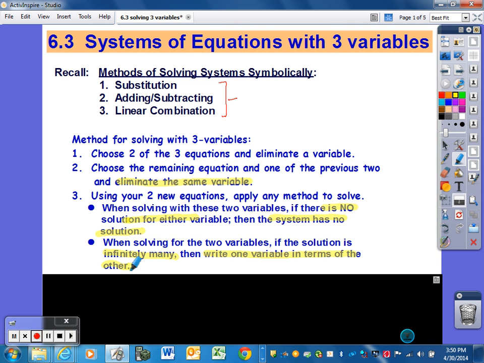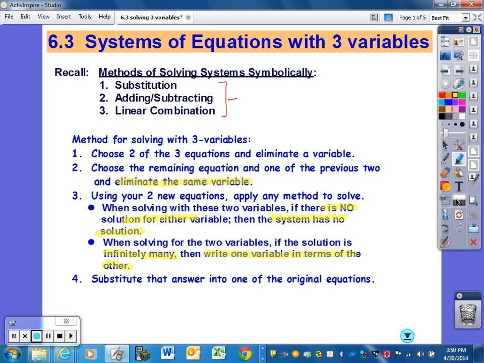So let's take a few minutes now and start solving a system. One last step here. After you get your answer, make sure you substitute it into one of the originals to get all 3.